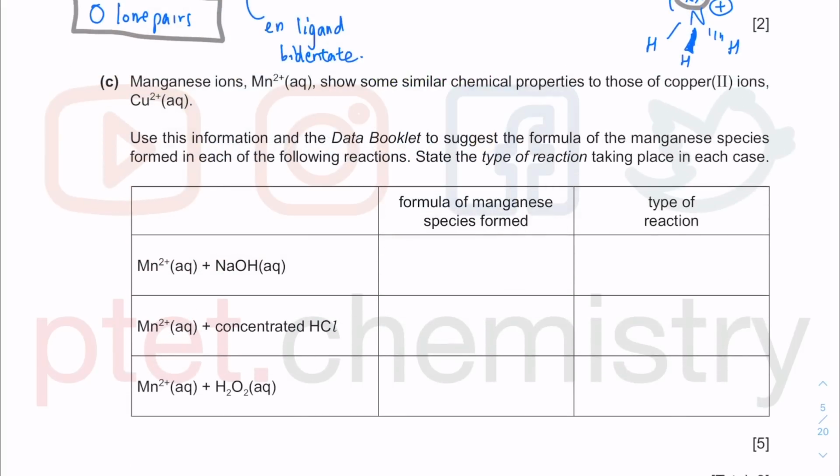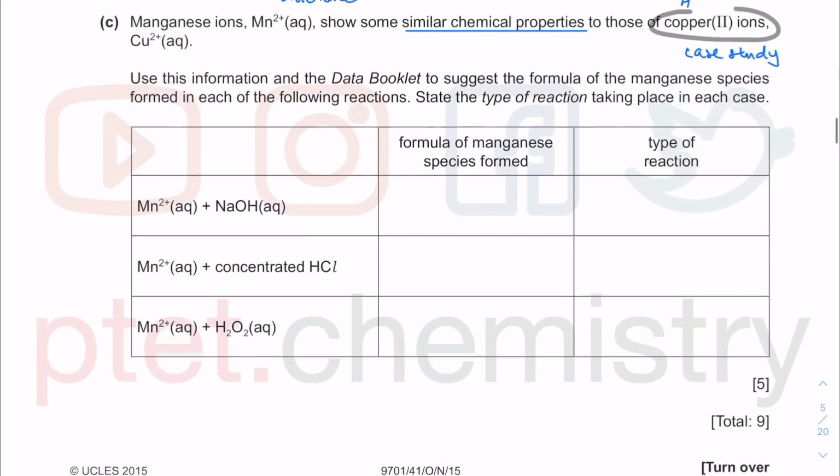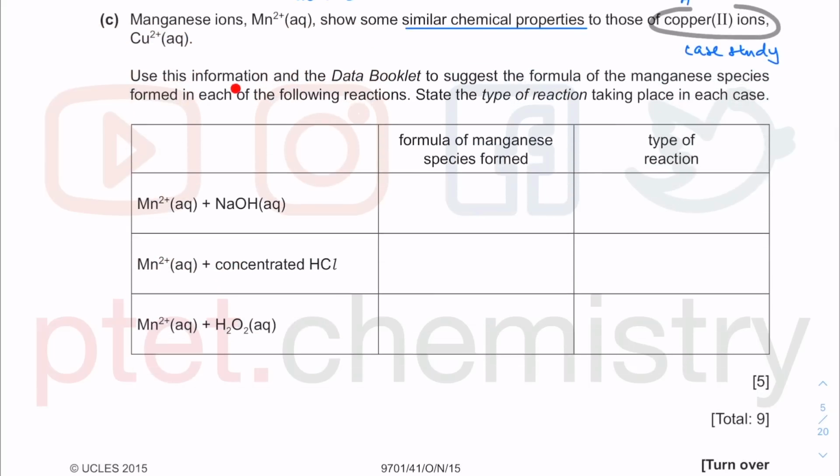Part C, so the very last bit of this question, this 9-mark question. So we have manganese ions that can show similar chemical properties to those of copper 2. So copper 2 is your case study. As you know, reaction with hydroxide, reaction with ammonia, what else? Reaction with ammonia, hydroxide, and chloride as well. So what we have here is use this information and the data booklet, suggest the formula of the manganese species formed in each of the reactions.